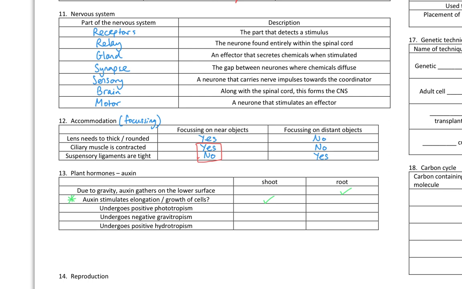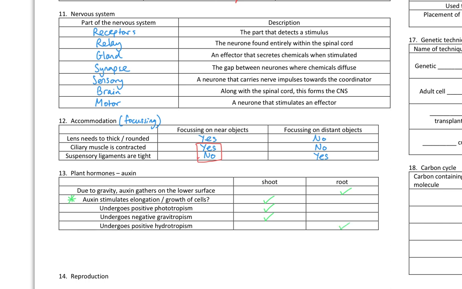Undergoes positive phototropism. Yeah, well, the shoot does that. Undergoes negative gravitropism. Well, negative is away from gravity, so that's the shoot. The root would do positive gravitropism. Undergoes positive hydrotropism, that's the root. So it's a bit tricky.